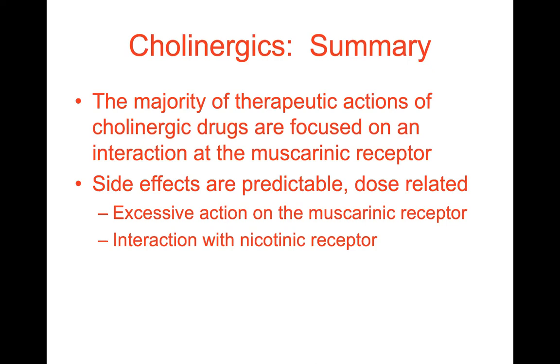That would be too much stimulation of a muscarinic receptor, or stimulation of a muscarinic receptor in an organ or tissue. For example, if I'm using a cholinergic drug to cause dilation of my pupil, then I would expect dilation. But if I got dilation that lasted too long or was excessive, that's an extension of the pharmacology. Or if I'm using the eye drops and got systemic absorption and my heart rate started increasing, that would be due to stimulation of muscarinic receptors in my heart.